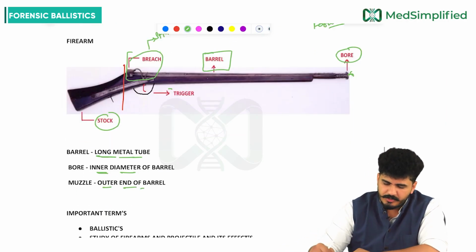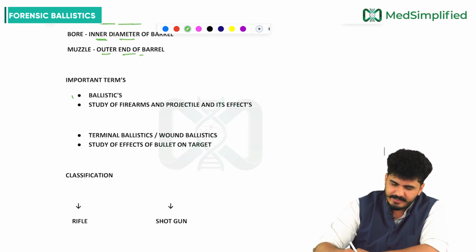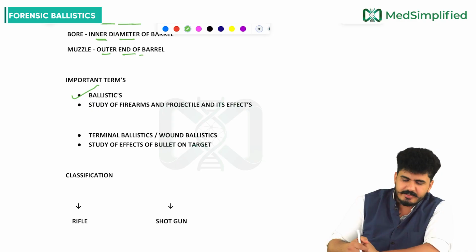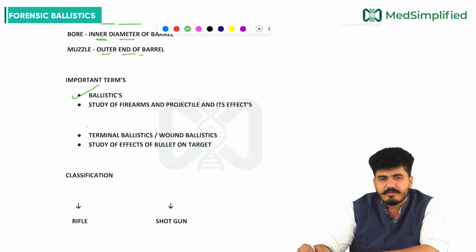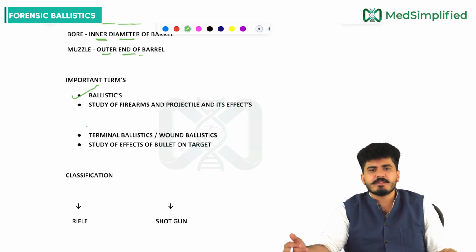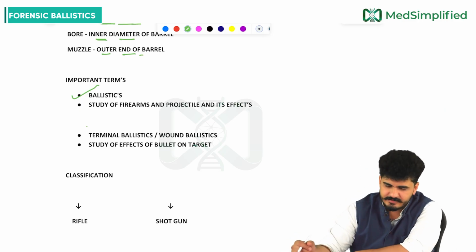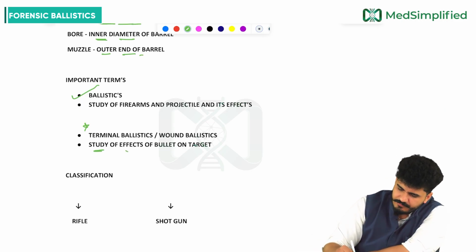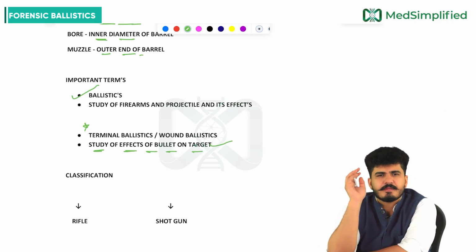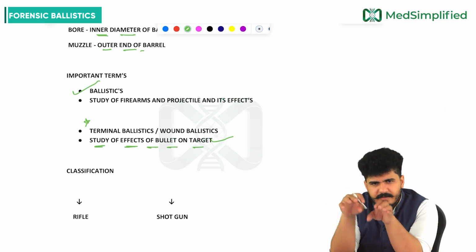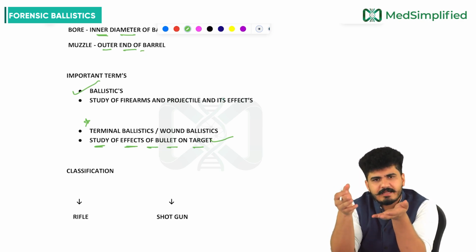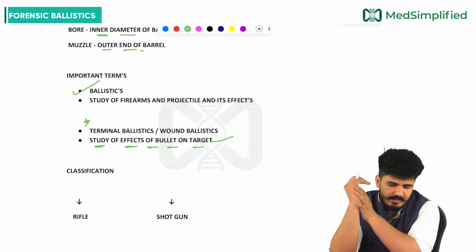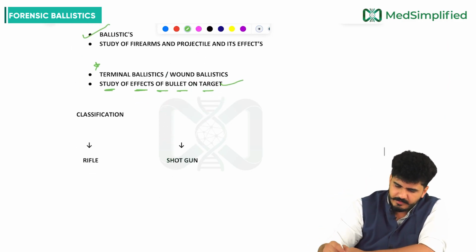Now important terms. An important term is ballistics. What is ballistics? The study of firearms and projectiles and their effects: what type of firearms, how much is their motion, range, etc. This is called ballistic studies. Second is terminal ballistics or wound ballistics, the study of the effects of bullets on the target. Studying their motion is ballistics. Terminal ballistics is once they hit the target, what is the impact after that.